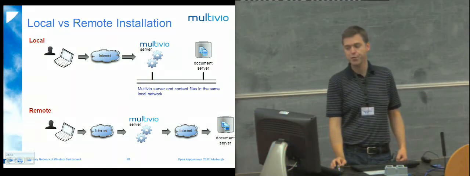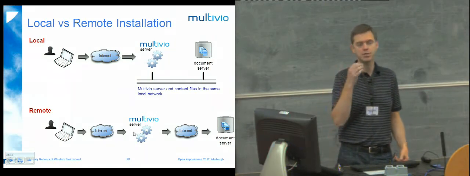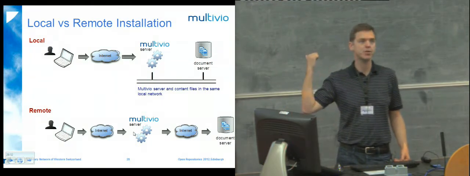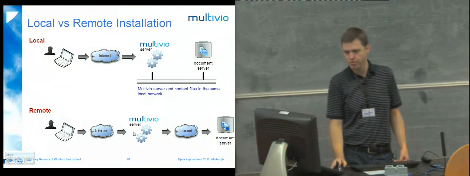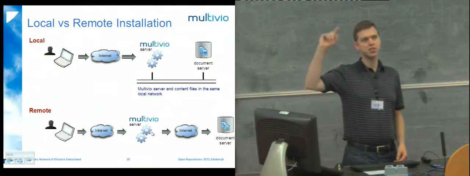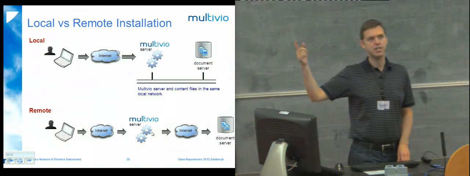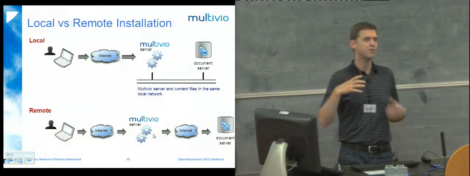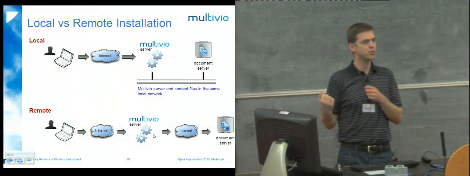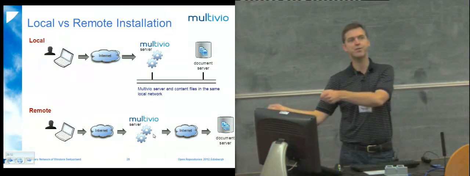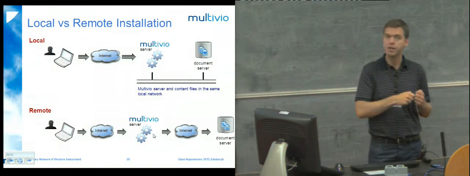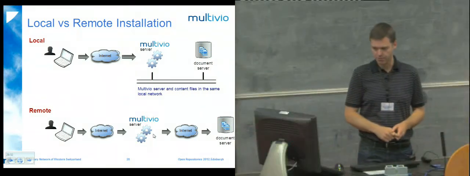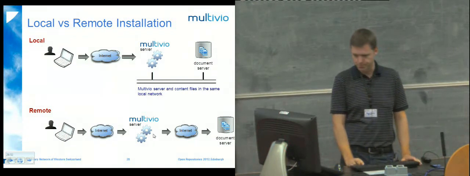Whereas if you use a remote Multivio server, which is the case if you use demo.multivio.org that we make available, that server will need to fetch the content via HTTP from the document server. So here you see that if you have a large file, the user will have to wait, at least the first time, for the file to be fetched from the original place, the document server, into its own file system in order to work on it.